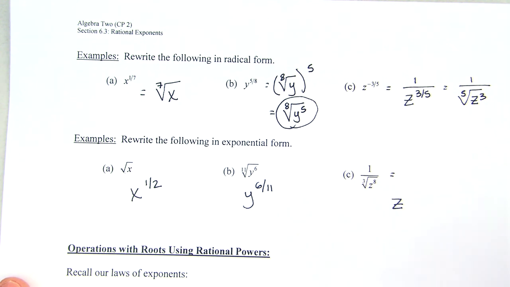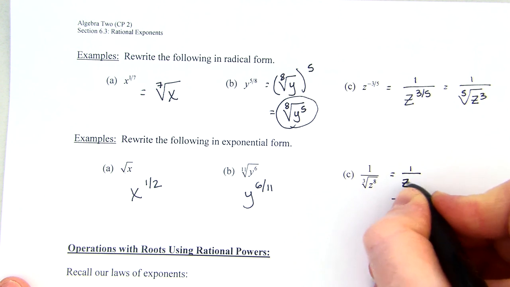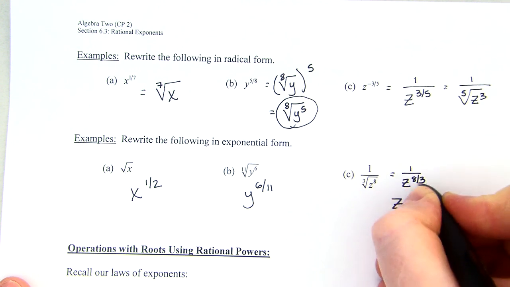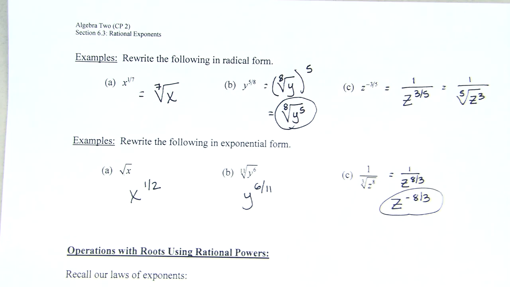Nihal. I got z to the negative 8 divided by 3. Good. If it was me, I'd do a little bit of work first. I'd say 1 over z to the 8/3, which I'm going to make z to the negative 8 over 3. Do you see how to convert the forms? Okay.